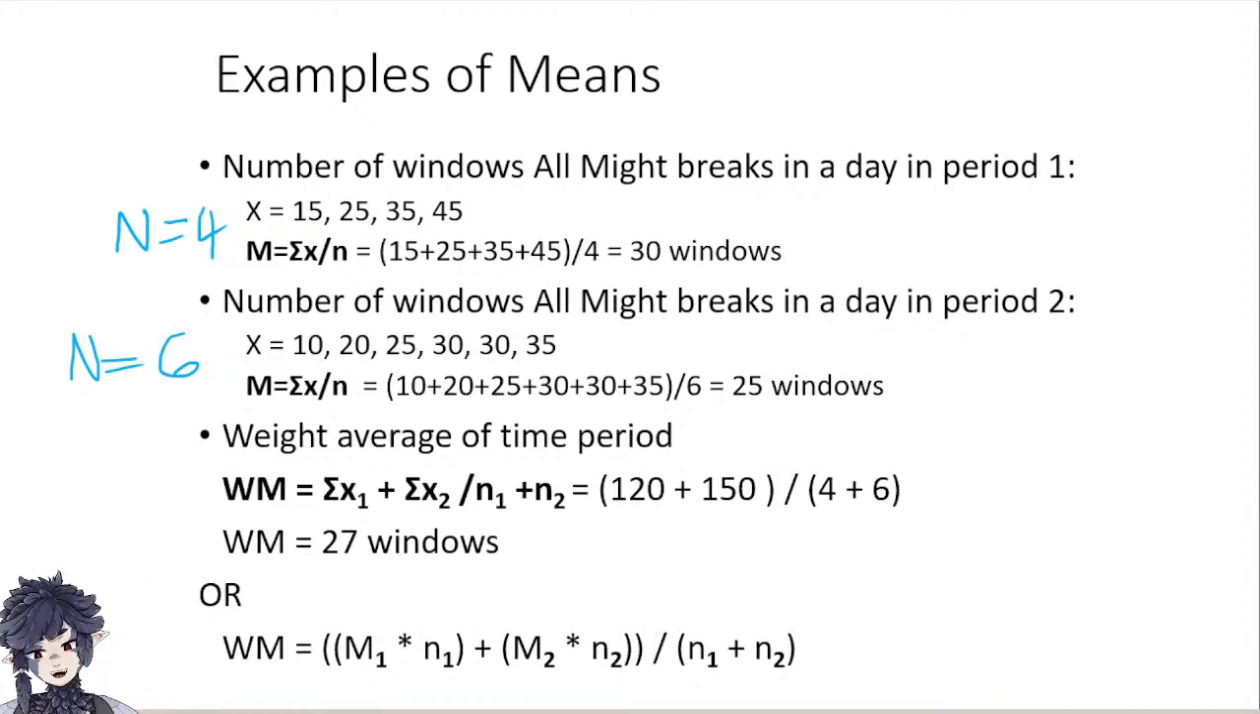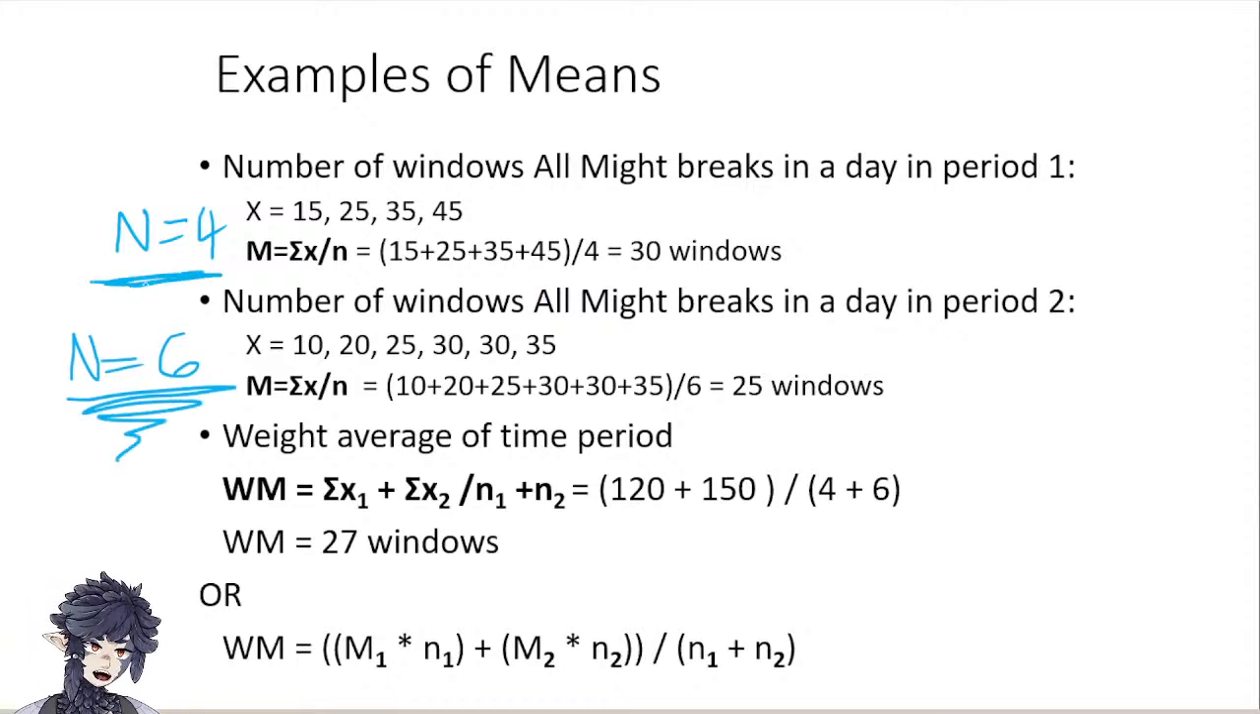If I'm trying to get an idea of the population number of windows All Might breaks in a day, in other words, I want to know, based on all of time, on an average day, how many windows does All Might break? Do you think it's better to have more days or fewer days if I'm trying to find, like, overall time, the most accurate possible number? It's better to have more days, right? The more data we have, the more accurate our conclusion is going to be. If you only take a very tiny time period, you're not going to have as full of a picture than if you take a bigger time period.